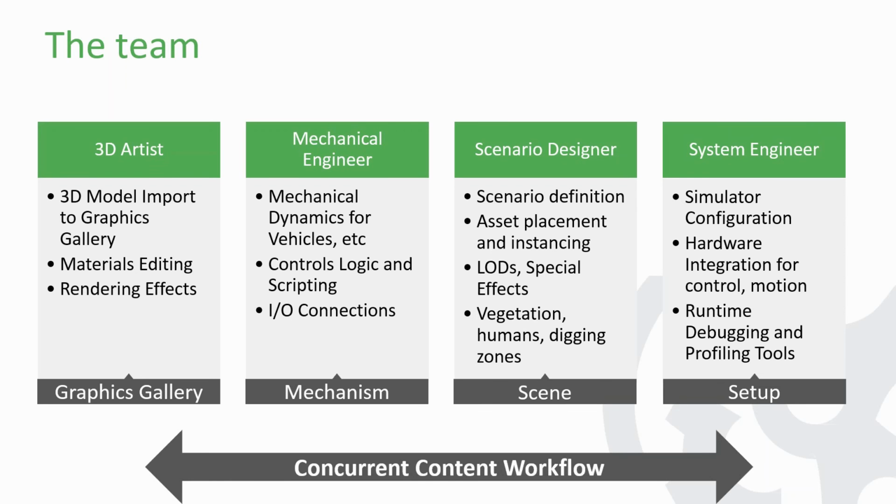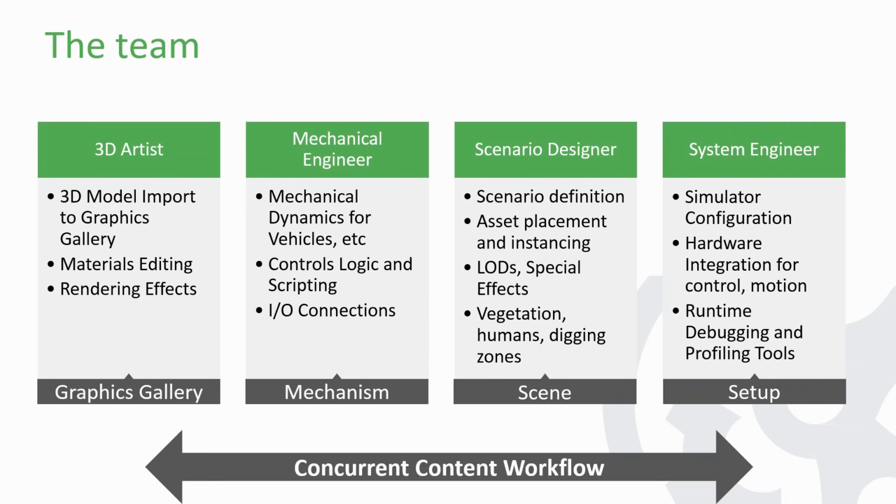So while the 3D artist was preparing the model, the mechanical engineer was using a placeholder model to start building the dynamic of the vehicle. Meanwhile, the scenario designer was able to use boxes to just start placing elements in the scene, and the system engineer was writing the configuration file at the same time. So this saves a lot of time and effort and leverages a synergy in the team where each can help the other solve problems.